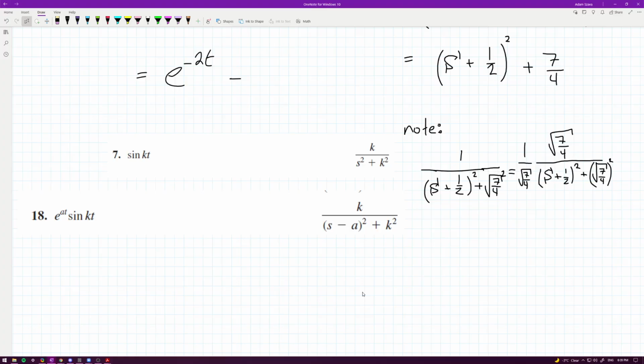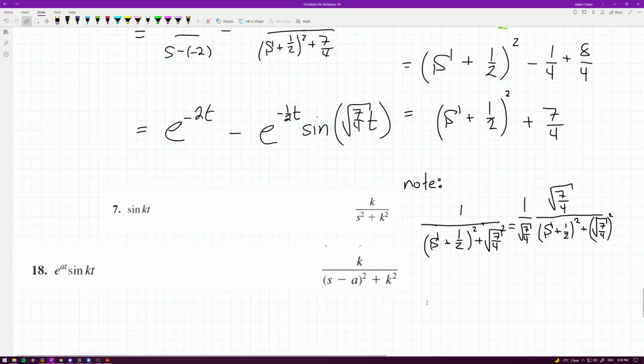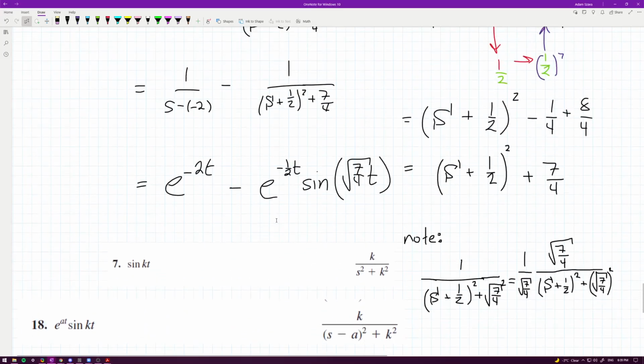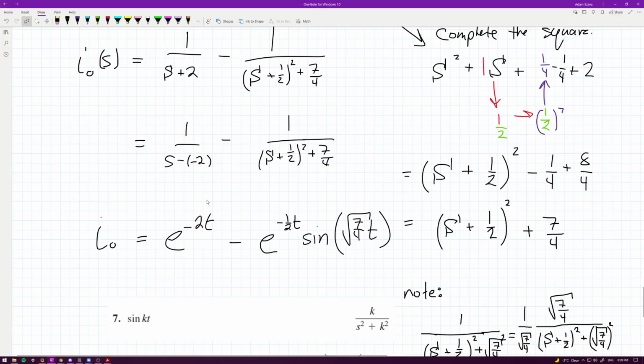So that means that that term is going to be e, what's our a? A is negative a half, so e to the negative 1/2 t sine of root 7 over 4 t. And there we go. That should be it. That's our answer. There's no solution, so I can't really tell if that's right. But hopefully, if anyone's doing it with me, then they can take a look.